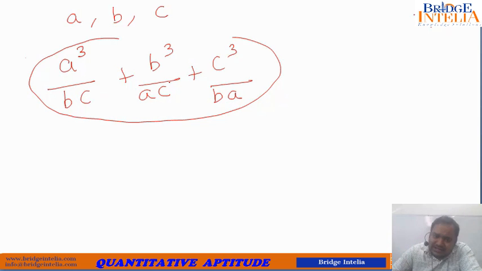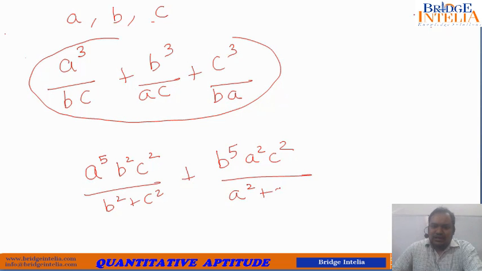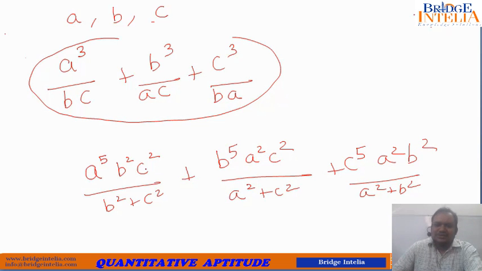Let's take another example. Another example could be that if you are using these 3 variables, another symmetrical expression can be something like this: a to the power 5 b square c square divided by b square plus c square, plus b to the power 5 a square c square divided by a square plus c square, plus c to the power 5 a square b square divided by a square plus b square. So this is symmetrical. Whichever variables you have chosen, you have to give them equal treatment.